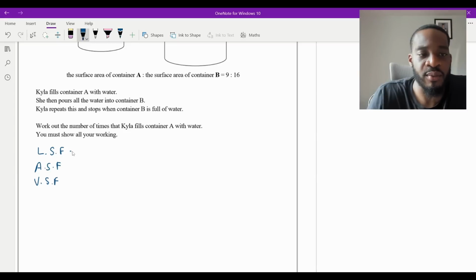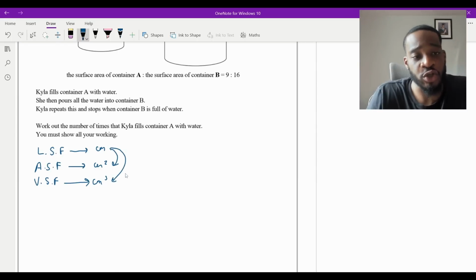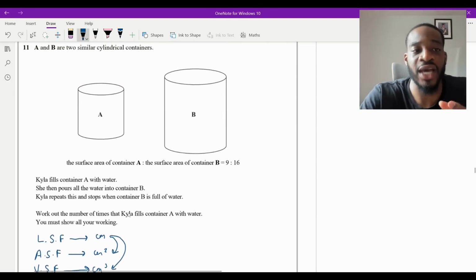Now, all you need to remember is I always tell my students this, right? Imagine this is a length. Let's just say this is centimeters. An area would be centimeters squared, and the volume would be centimeters cubed. So if I want the area scale factor and I've got the length, I would just square, right? If I want the volume scale factor and I've got the length, I would just cube, and so on and so forth, right? So again, depending on what information is given to you determines which of these you can calculate.